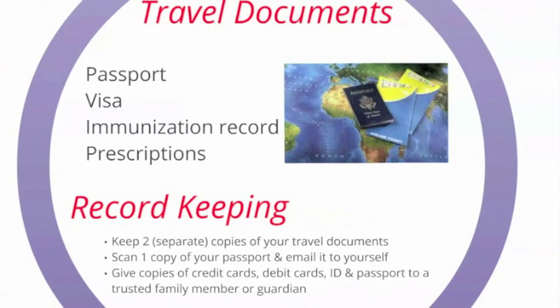Some countries in the world require you to have an immunization record for specific diseases before they'll allow you entry. Yellow fever, for example. So make sure you've got your immunization record if it's required. You'll also need to hang on to those prescriptions we talked about earlier. Keep a copy of the prescriptions themselves. Keep 2 copies of these travel documents in case they get lost.